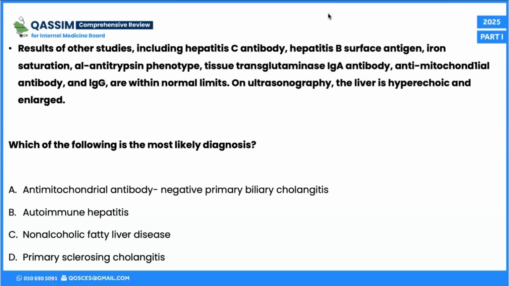Autoimmune hepatitis: we don't have a history suggestive of autoimmune hepatitis. The patient has a negative ANA. So it's less likely to be autoimmune hepatitis. So the most likely answer here is non-alcoholic fatty liver disease, for many reasons. First, the patient has metabolic syndrome. She's obese and she has type 2 diabetes. And she has an ultrasound finding of hyperechoic liver. This goes with non-alcoholic fatty liver disease.